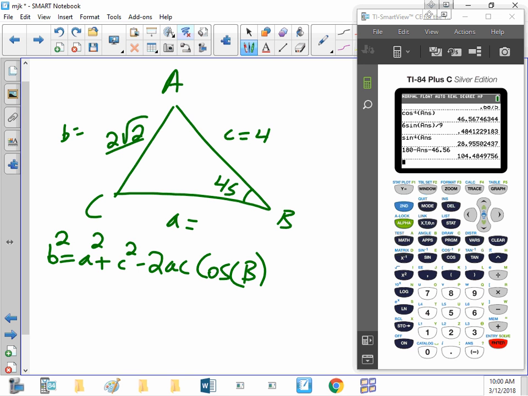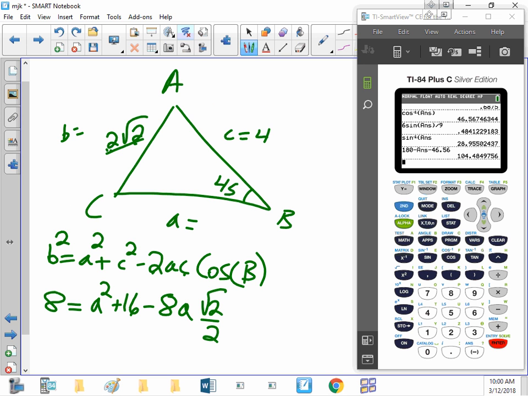4 times 2. 2 squared is 4. Root 2 squared is 2. 4 times 2 is 8. So 8 is equal to A squared plus 16 minus 2 times A times 4, which is 8A. And what is the cosine of 45 degrees? Root 2 over 2. So the square root of 2 over 2.